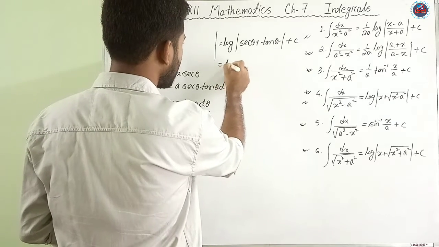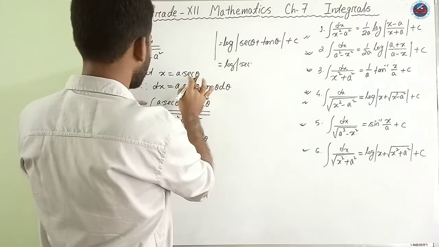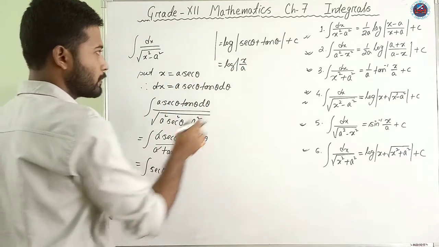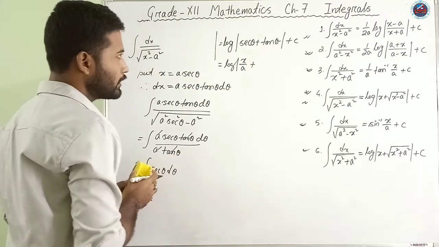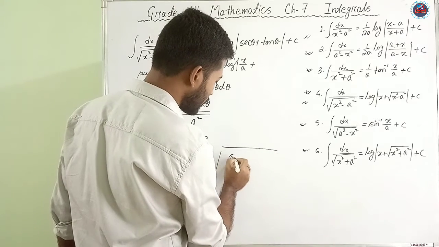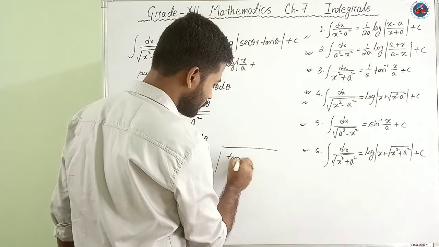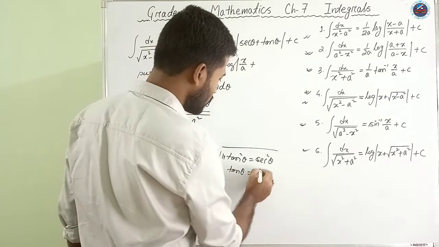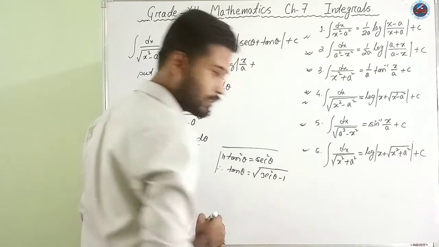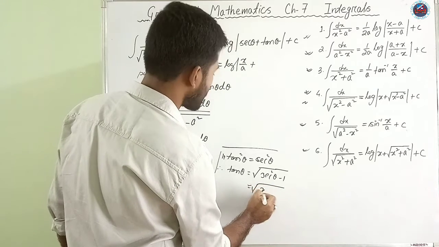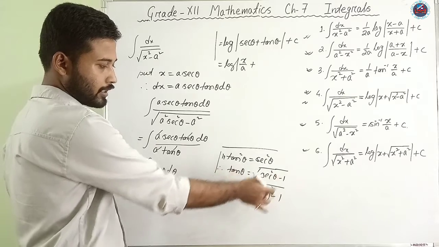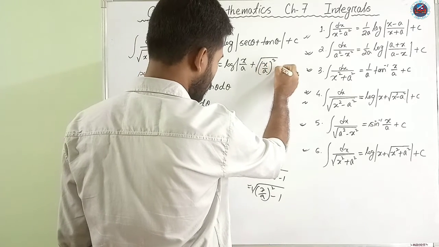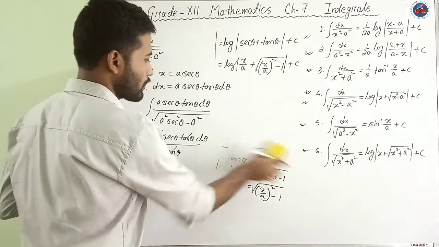Now what is our theta here? In place of sec theta, sec theta will be x by a, isn't it? And what will be tan theta? To find tan theta, we can see it separately. We know that 1 plus tan square theta is equal to sec square theta, and therefore tan theta will be equal to root over sec square theta minus 1. And sec theta is x by a, so sec square theta is x by a whole square. So in place of tan theta, I can write root over x by a whole square minus 1, plus c.